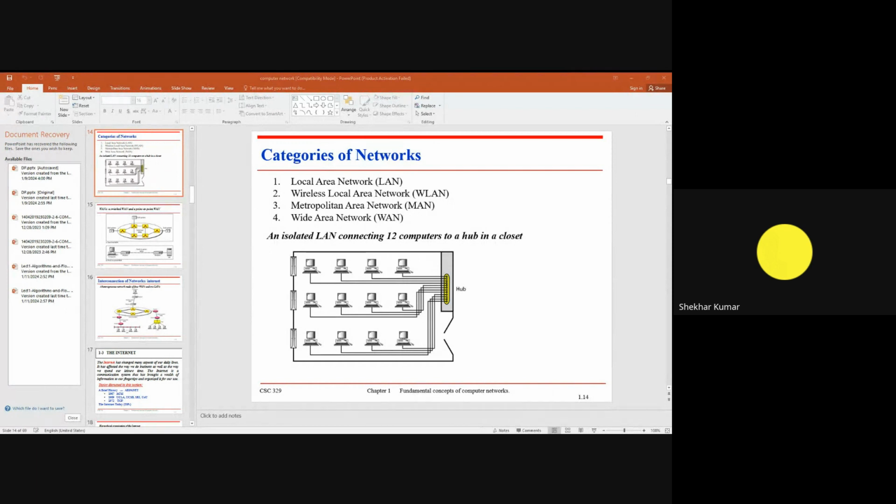But some type of security system must be implemented if you want to protect your confidential data in the LAN. The security features are low in the LAN, in wireless LAN.